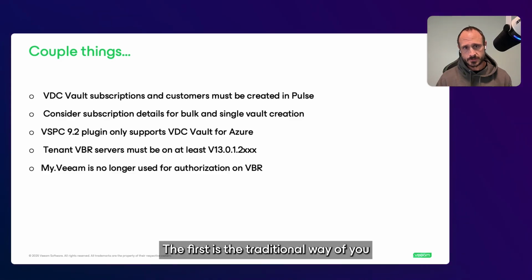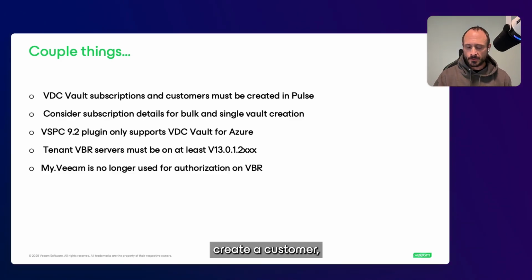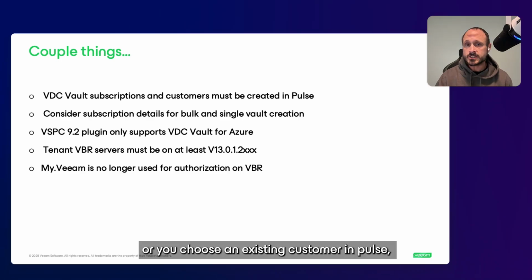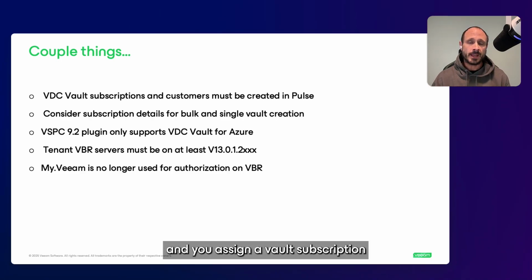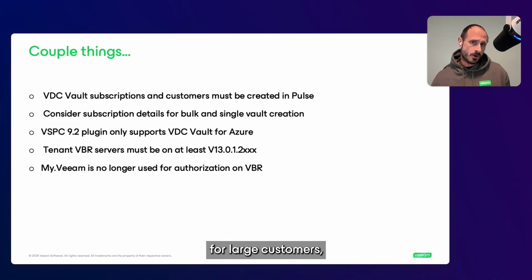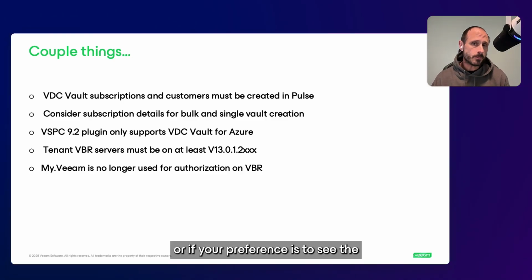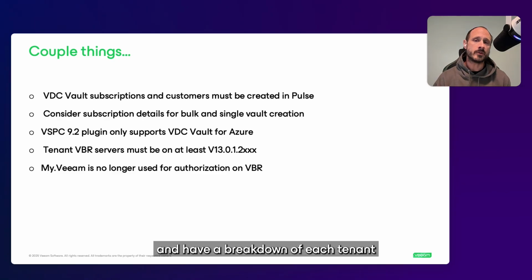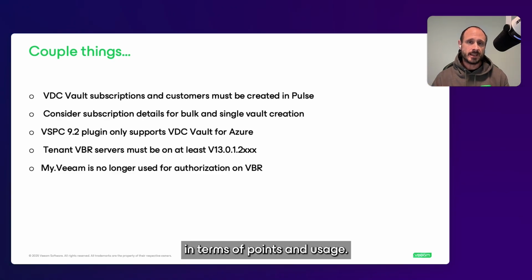The first is the traditional way of you create a customer or you choose an existing customer in Pulse and you assign a Vault subscription to that customer individually, and you rinse and repeat for every customer. This is a good use case for large customers, or if your preference is to see the usage report for all of your SaaS workloads and have a breakdown of each tenant in terms of points and usage.